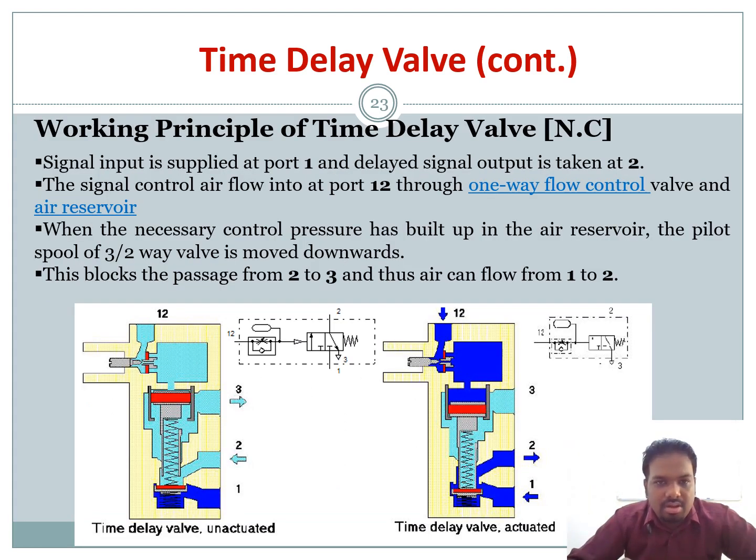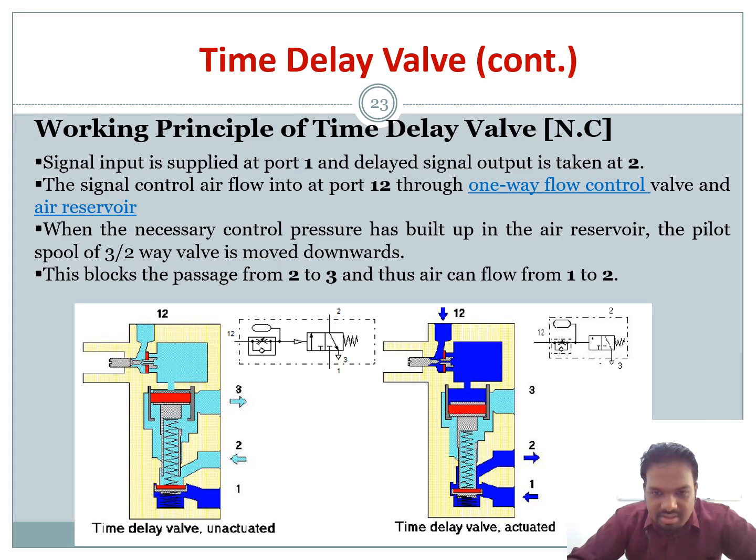Now the working principle. This is in the unactuated condition. Air will enter at port 1 and go to port 2. Once it enters port 2, it will come to port 12. So you have your one-way flow control valve and you have your accumulator, and it will start to fill this space.